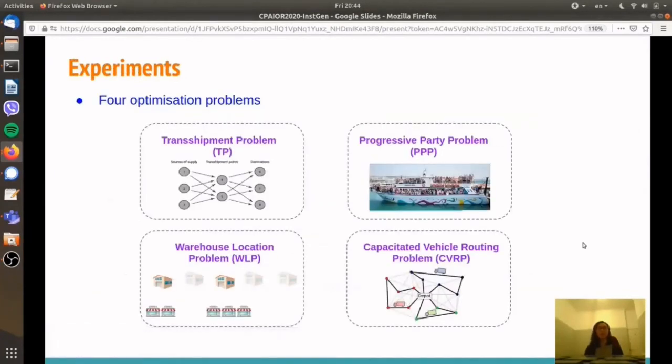We demonstrate the system on 4 optimization problems. The first problem is the transshipment problem. This one can be formulated as a network flow problem, so we would expect Cplex to outperform Jeff on this problem. The second one is the progressive party problem. This one is a classical CP problem, and in literature it has been shown by experiments that CP works very well on this compared to various MIP formulations. So we expect Jeff to dominate Cplex on this problem. For the third problem, the warehouse location problem, and the fourth problem, the capacitated vehicle routing problem, we don't have any prior knowledge on which solver will win.